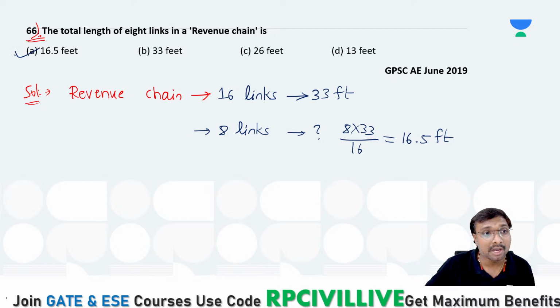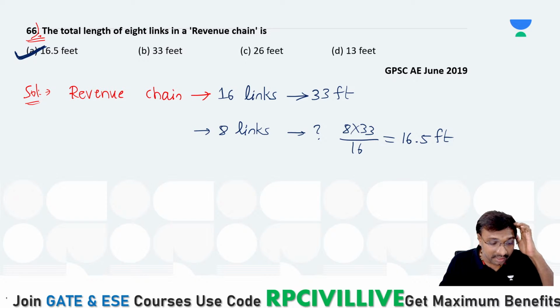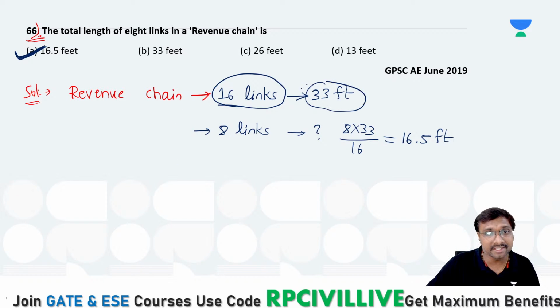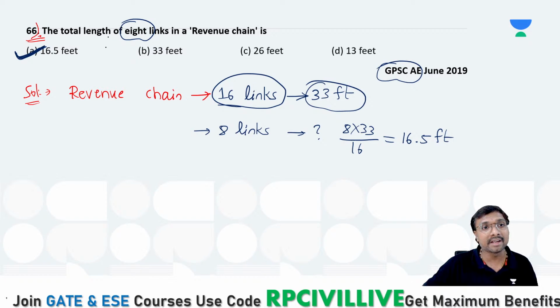Which option is correct? Option A will be the correct one, right? Is it clear, all of you? Now, revenue chain 16 links are applicable for 16 links it is 33 feet, but in the question it is asked as 8 links. You have to be careful, right? This is Gujarat PSC question. 8 links are asked. 8 links length is half of that, okay? Now shall I move to the next question?